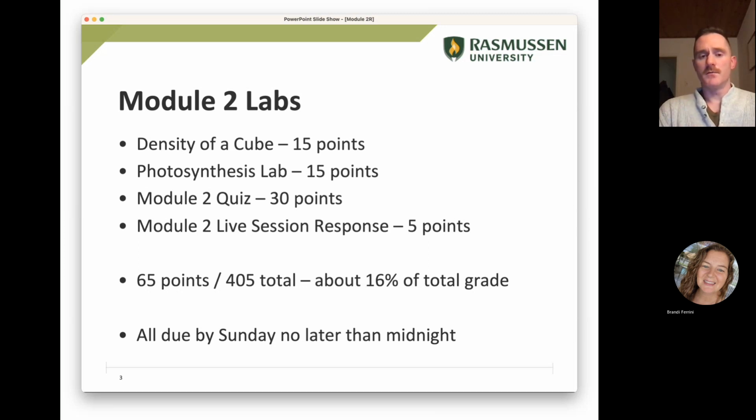The Module 2 quizzes were 30 points, so that's basically the same amount as the labs. So put some good effort into it. And then again, the Module 2 live session response is worth 5 points, and I'll give that to you in the middle of the lecture.